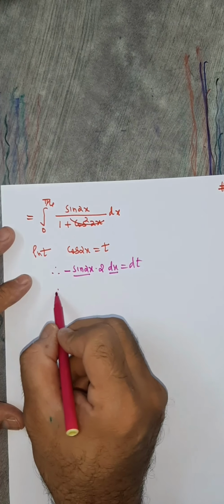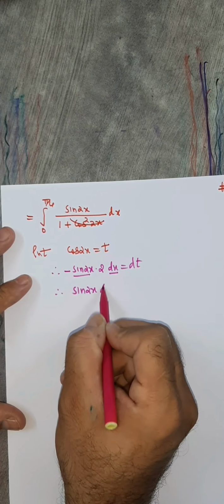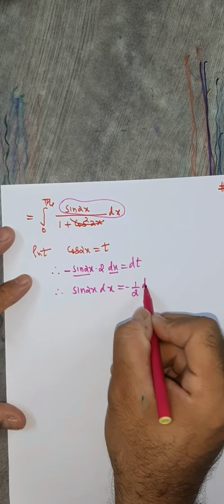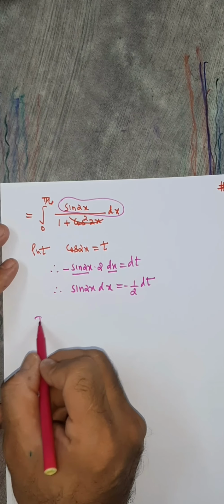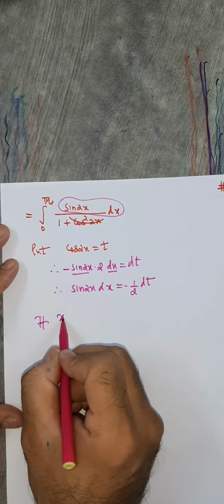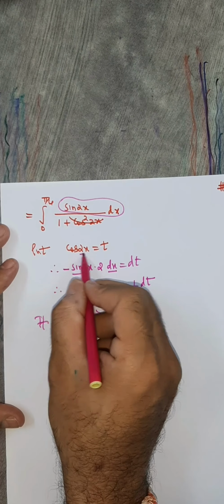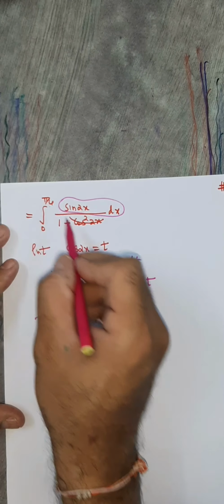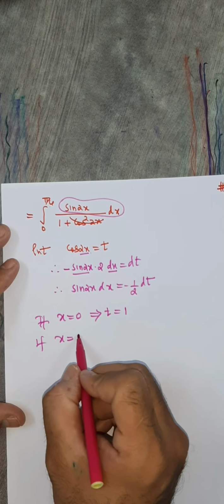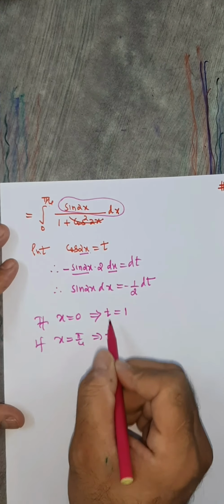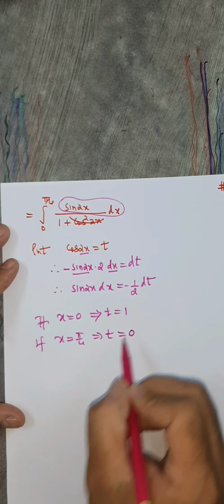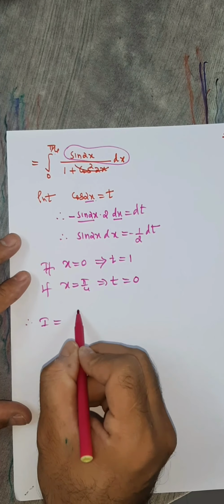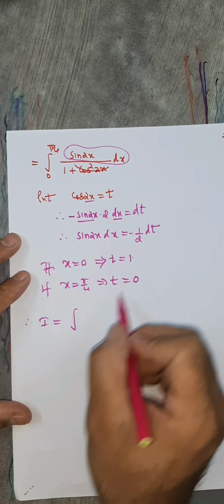You need only this much. So sine 2x dx equals minus half dt. Now we change the limits. If the lower limit is 0, x is 0, place here cos 0 is 1, so t is 1. If x is pi by 4, so I am putting pi by 4 here, so t becomes cos pi by 2. What's cos pi by 2? It is 0. So therefore, the integral would be I equals, instead of 0 to pi by 4, 1 to 0.